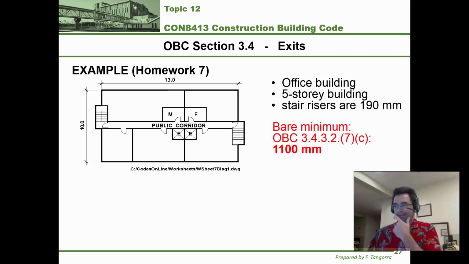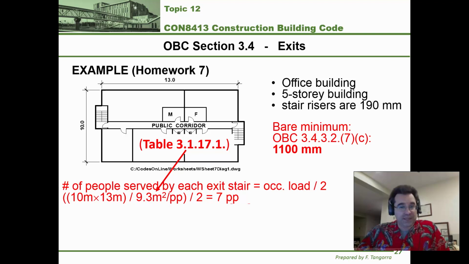Okay, so according to the building code, for part 3 for this occupancy, given this number of stories and this stair riser height, the minimum exit width, geometric, right, so that a single human can get through safely, is 1,100 millimeters.